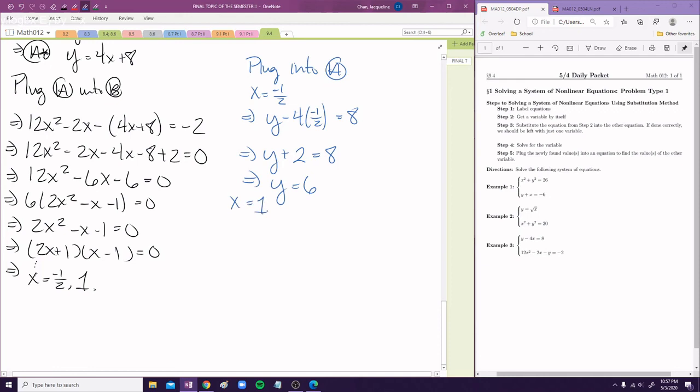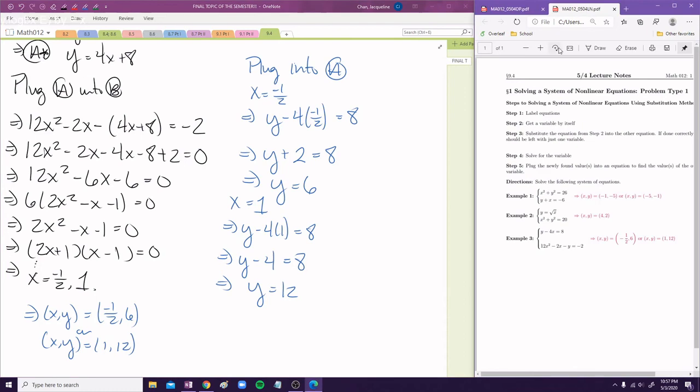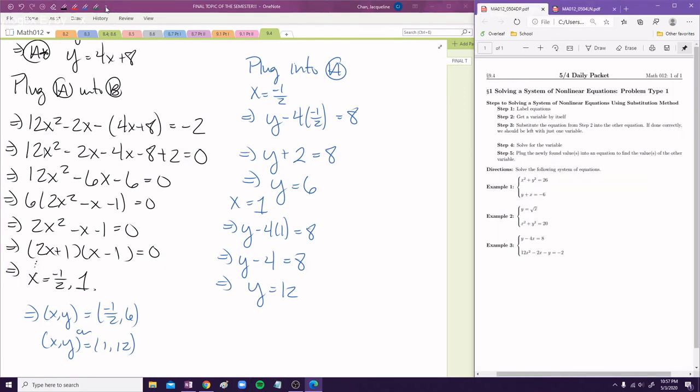And then when x is equal to 1, we'll do y minus 4 times 1 is equal to 8. Y minus, so 4 times 1 is 4. Okay, add 4 to both sides, we get y is equal to 12. So what does that mean? Our solutions are (x, y) equal to (negative 1/2, 6), or (x, y) equal to (1, 12). Right, so that's what I got. So these are our solutions.